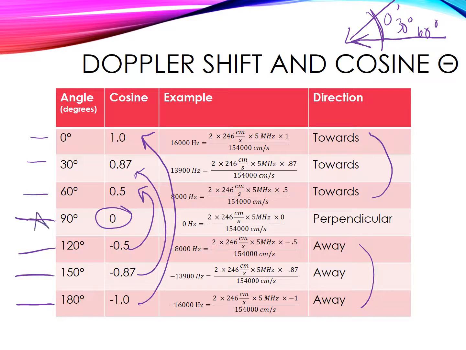And the biggest thing to remember, 90 degrees is perpendicular. We cannot figure out any Doppler shift when we are at 90 degrees. It just negates the whole equation. You can see that from our example column here.